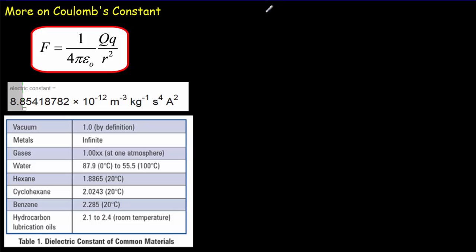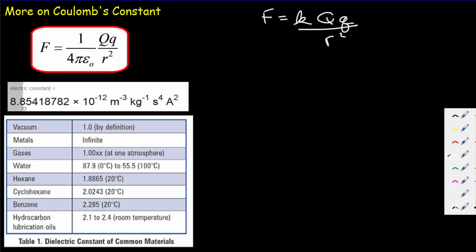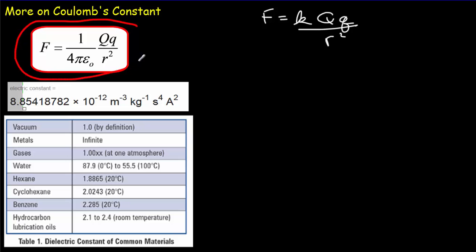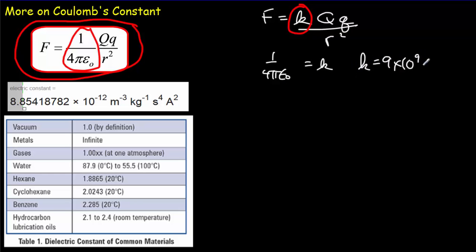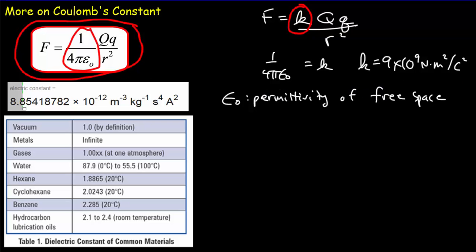When I wrote down Coulomb's law, I wrote it as the force is equal to some constant k, called Coulomb's constant, times the product of the charges divided by the separation distance squared. However, if you look into your data booklet, you'll find it's written this way here. And just by comparison, you can see that 1 over 4 pi epsilon 0 must be equal to k. Now, k has a value, as I said, of 9 times 10 to the 9th newton meters squared per coulomb squared. The epsilon 0, called the permittivity of free space, has a value of 8.85 times 10 to the minus 12.